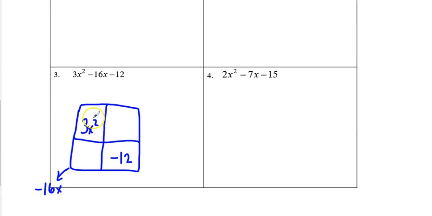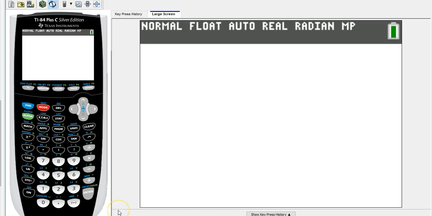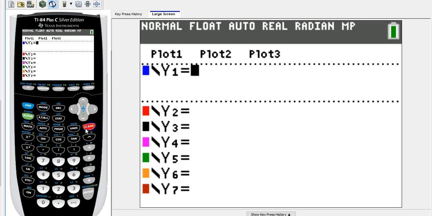Okay, so what we've got here is we're going to multiply 3 times negative 12 to be negative 36, right? So we need to start making a list of pairs that multiply to be negative 36. Remember we have this technique. If you have a graphing calculator, and I know you often don't have it at home, but here's how we're going to do it. If we have it in class, we're going to do negative 36 divided by x. And then we're going to look in our table.